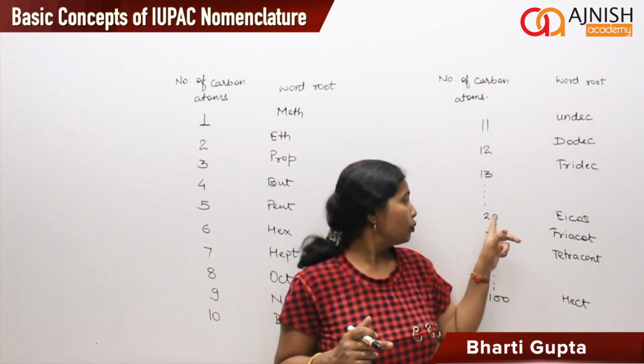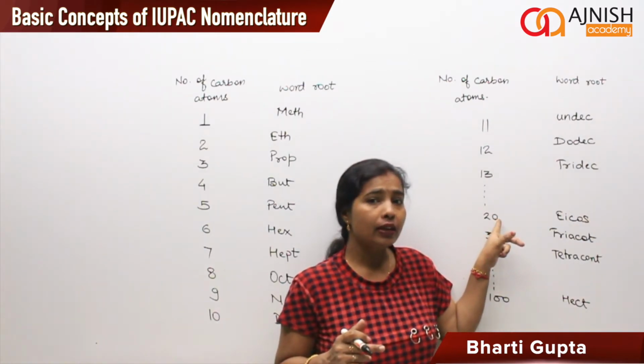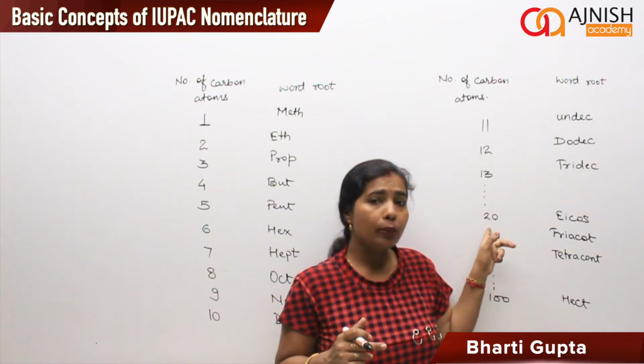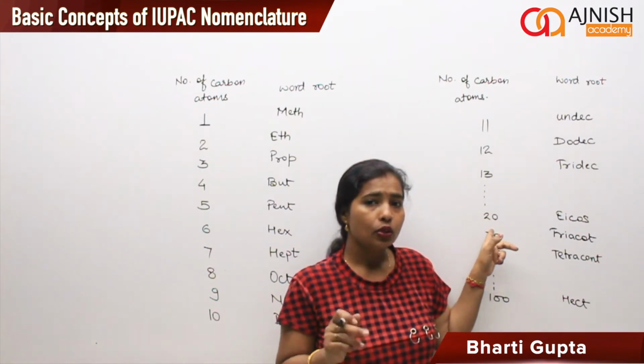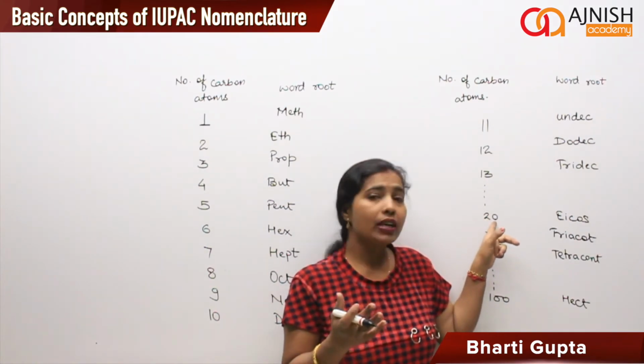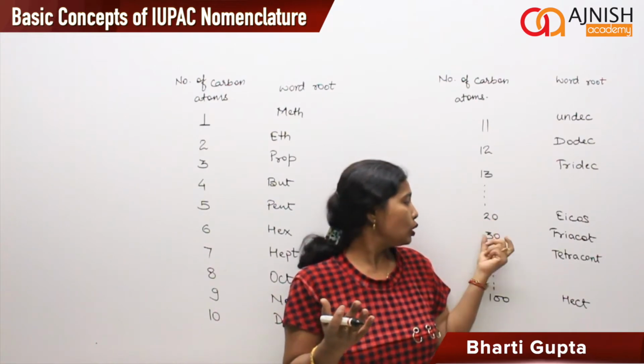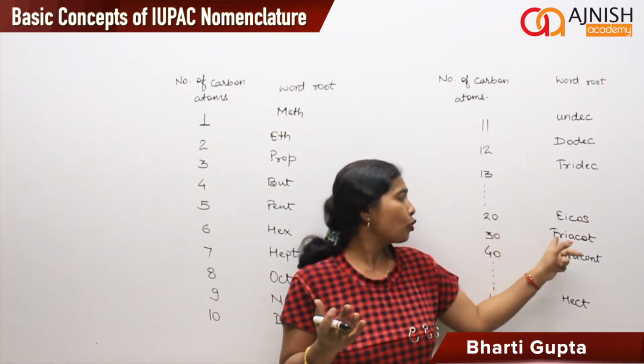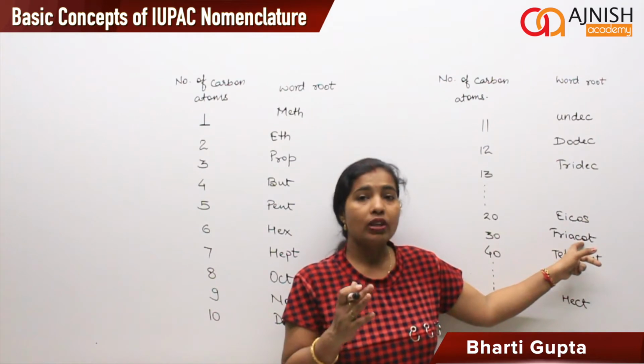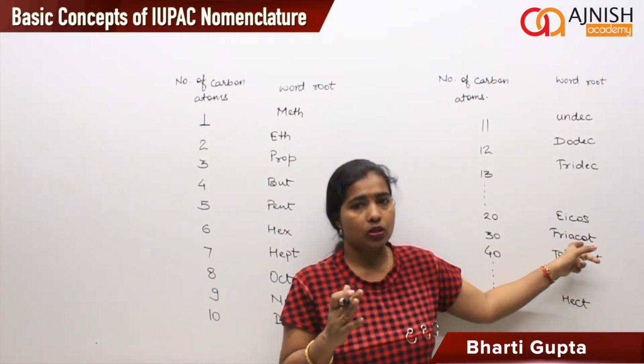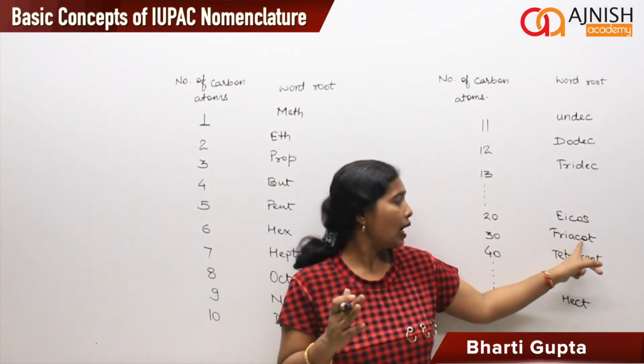If we have 21 carbon, then henicos. For 22 carbon, we can say docos. For 23 we can say tricos, and so on. Reaching 30, it is called triacont. So if there is an alkane with 30 carbon atoms, we will call it triacontane.